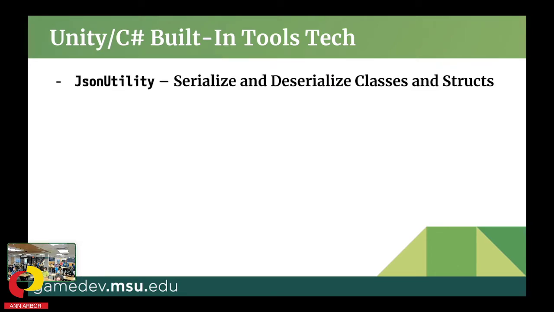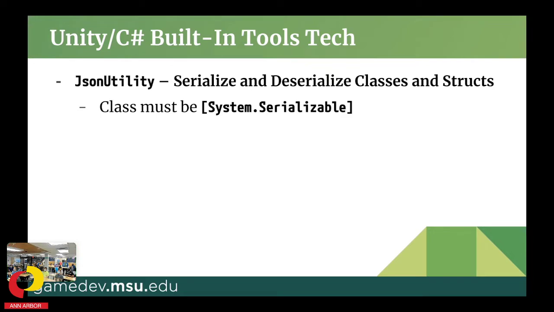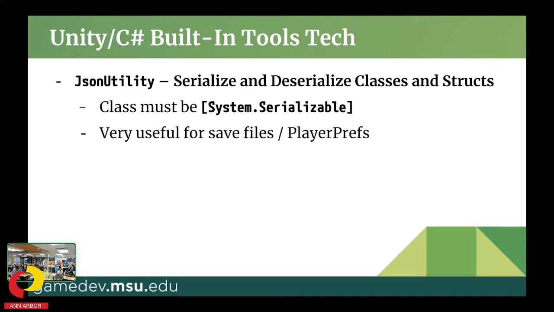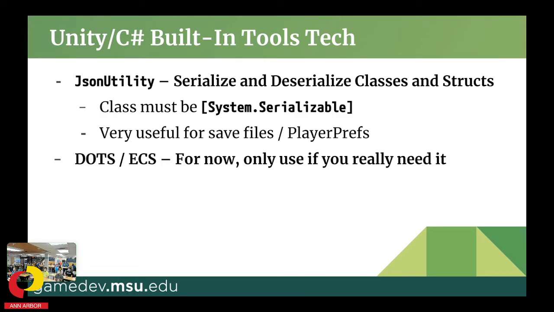Cool. JSON utility, of course, can serialize and deserialize classes and structs. They have to be System.Serializable, but this is so much better than the old XML stuff that I used to do. Really, really useful, I find, for save files and PlayerPrefs, and I can show you some of that in my projects as well.